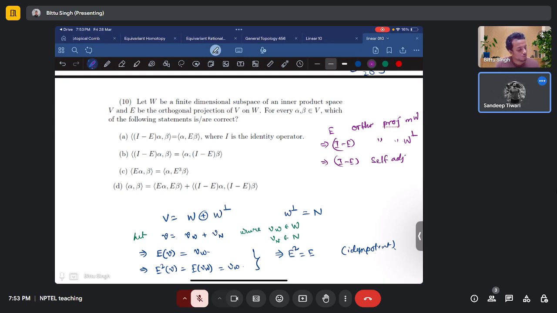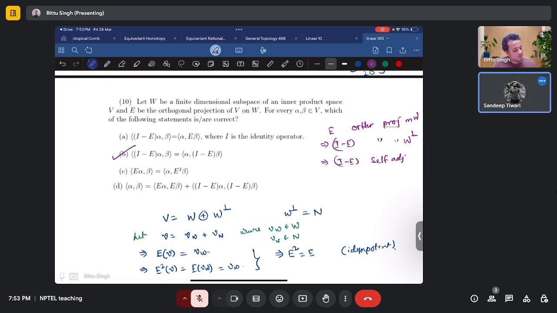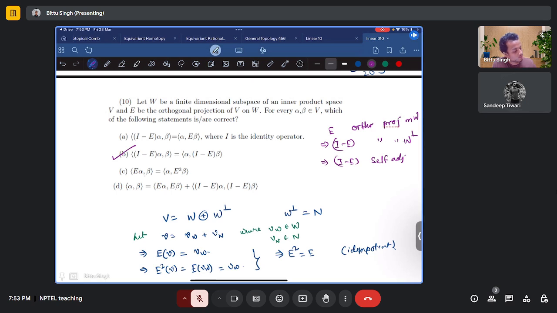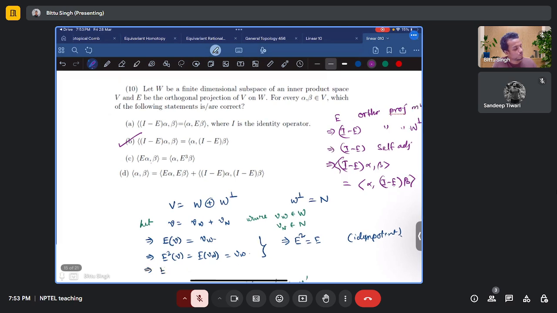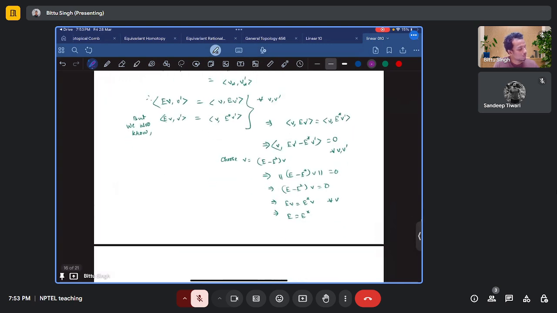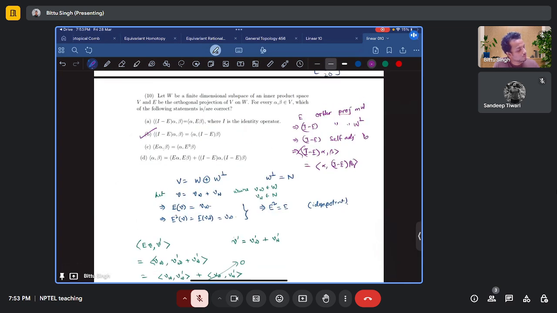Option B is correct. Option C is also correct because E cube is simply E. Let me write all the steps. I minus E applied to alpha, comma beta, is the same as alpha comma I minus E beta. The adjoint I minus E star is the same as I minus E. We have already proved this. Let me denote it by 1. Self-adjoint by 1.